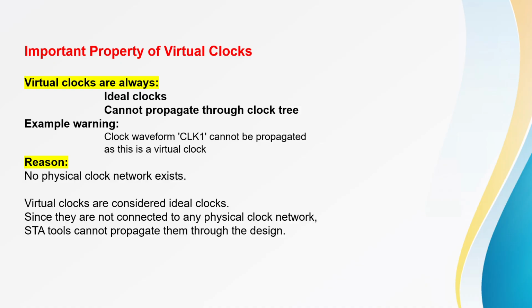Important property of virtual clocks: virtual clocks are always ideal clocks, and they cannot propagate through the clock tree. An example warning is: clock waveform, clock1 cannot be propagated as this is a virtual clock. The reason is that no physical clock network exists.